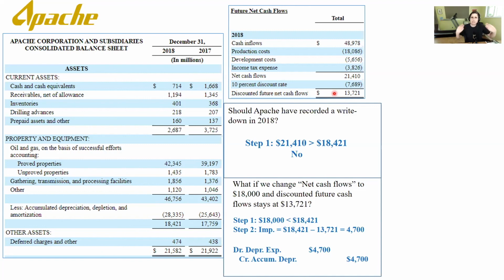Okay, so those are the two examples I wanted to go through, just applying some of the rules we learned about in the property, plant, and equipment topic.